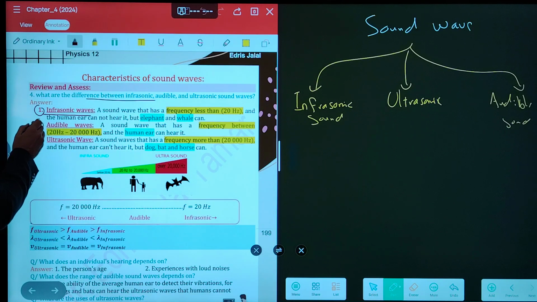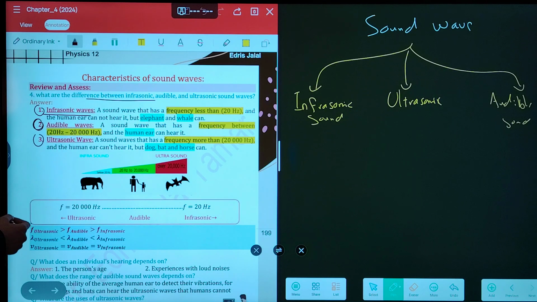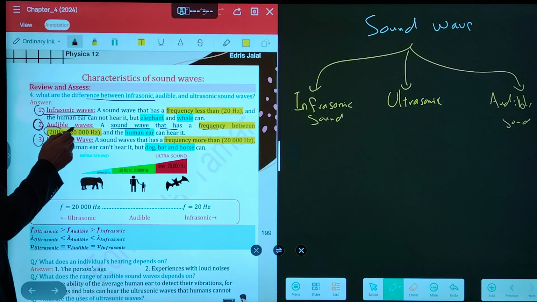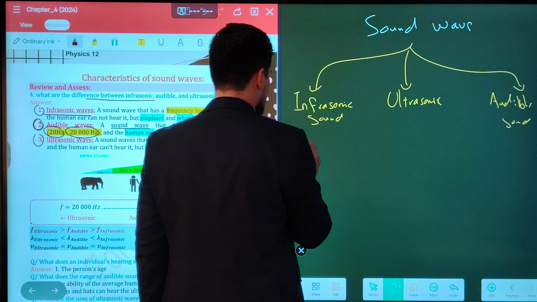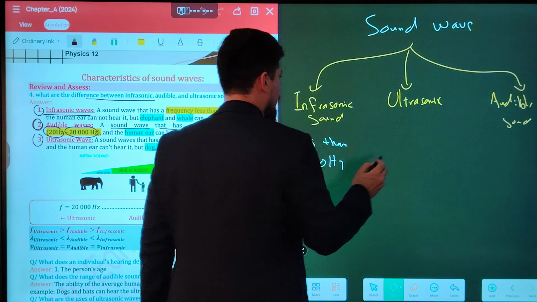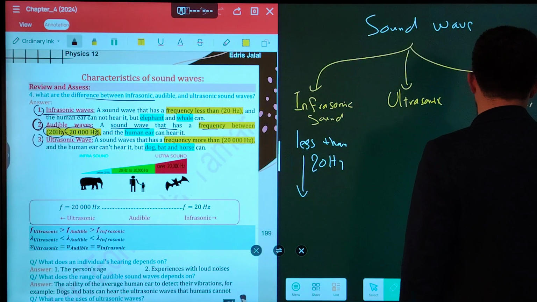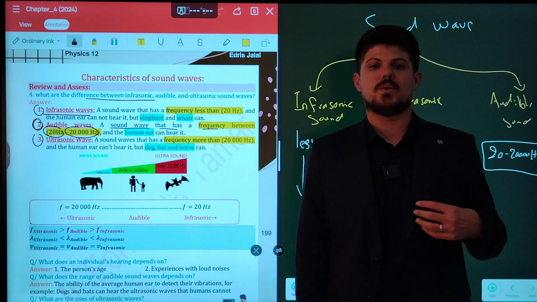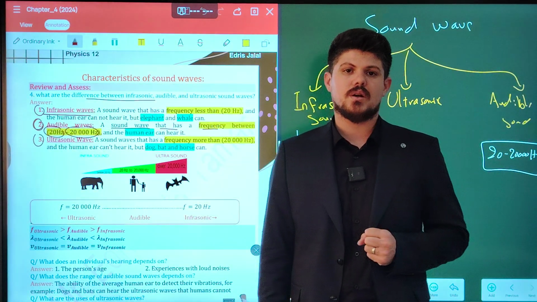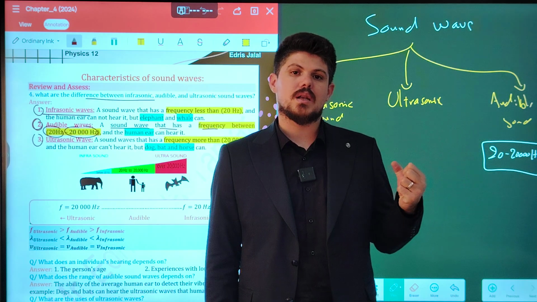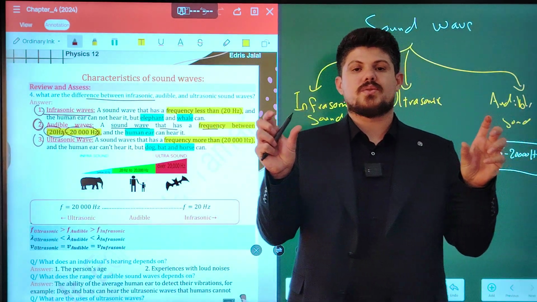The second one is audible sound. What is audible sound? A sound wave that has frequency between 20 and 20,000 hertz. This is less than 20 hertz, but audible sound is between 20 and 20,000 hertz, and the human ear can hear it. Can we hear the audible sound wave? Yes, of course, because the range of frequency of audible sound is more than 20 hertz and less than 20,000 hertz.